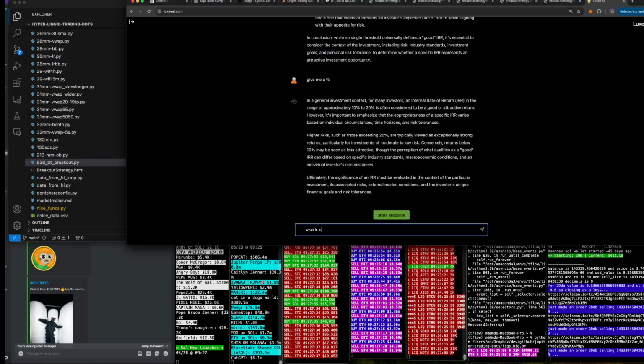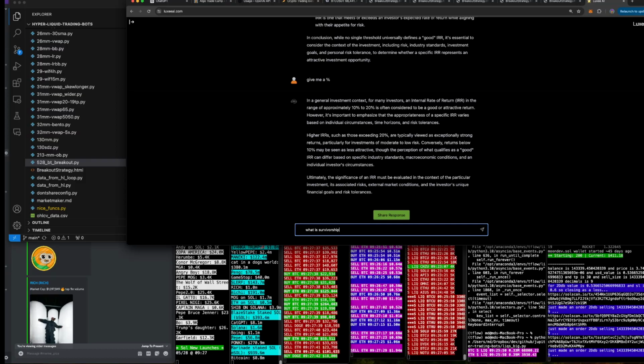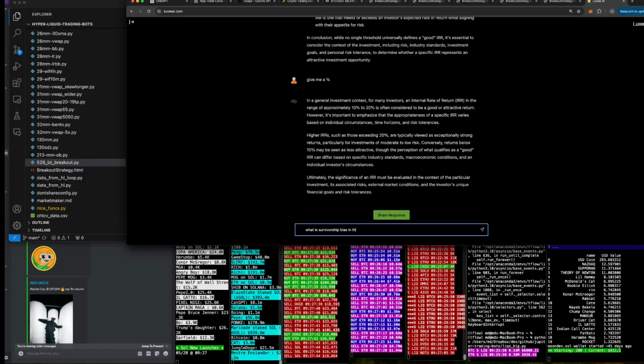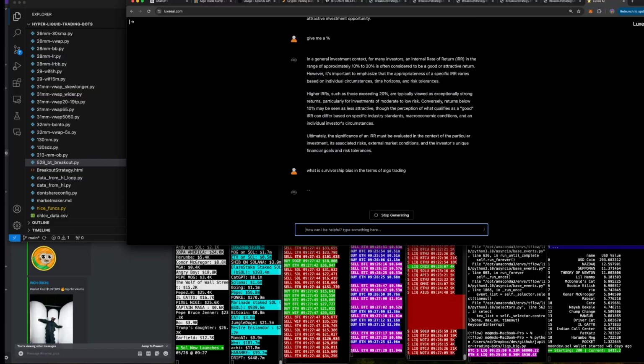What is survivorship bias in the terms of algo trading?